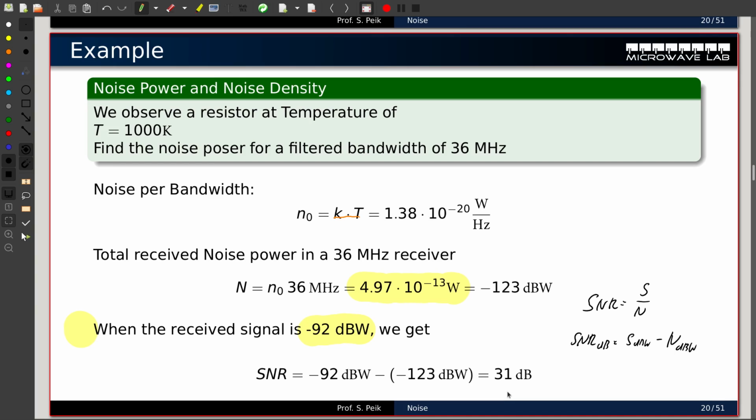You may stop the video now and do the same calculation using absolute values. You can convert this into absolute values in watts, then you have this in watts and this in watts, and then you can find the ratio. It should also be 31 dB.